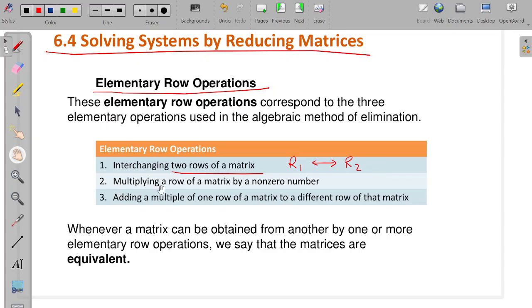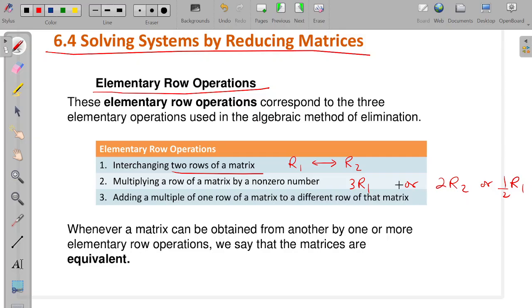Number 2, you multiply a row of a matrix by a non-zero number. So you can have 3 row 1, which means you are only multiplying row 1 by 3. Or you can have 2 row 2, or even 1 over 2 row 1, depending on the operation you are performing.